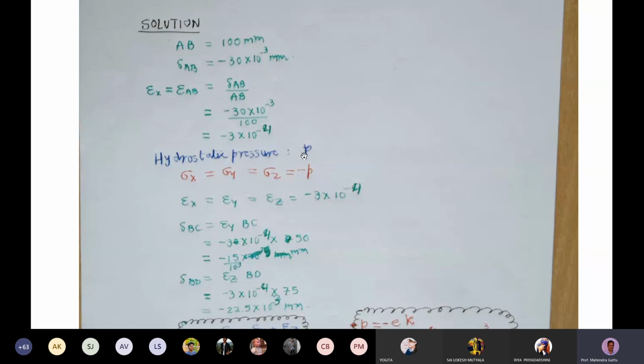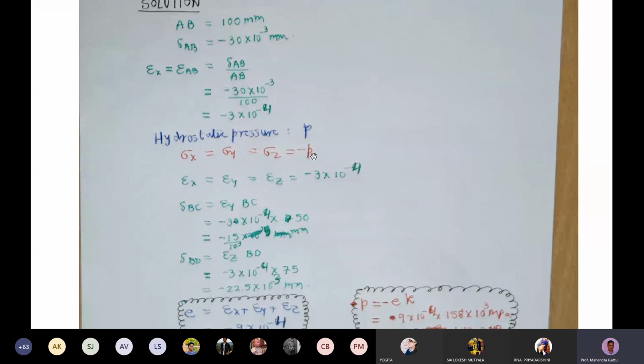Hydrostatic pressure is actually P. Since it is a compressive force, we have the normal stresses sigma x, sigma y, and sigma z equal to minus P. And for this problem, because of the hydrostatic pressure, the strains are also equal. Epsilon x is equal to epsilon y is equal to epsilon z. And that value is the same as this calculated strain, minus 3 into 10 power minus 4.